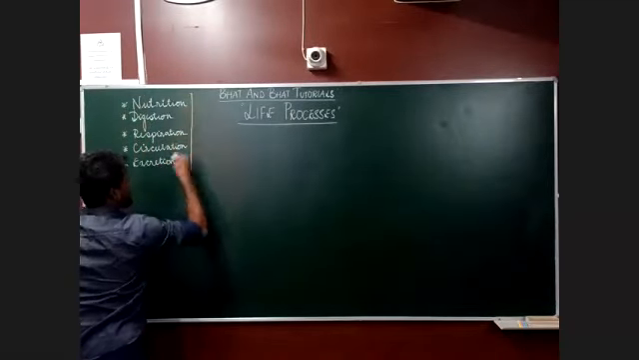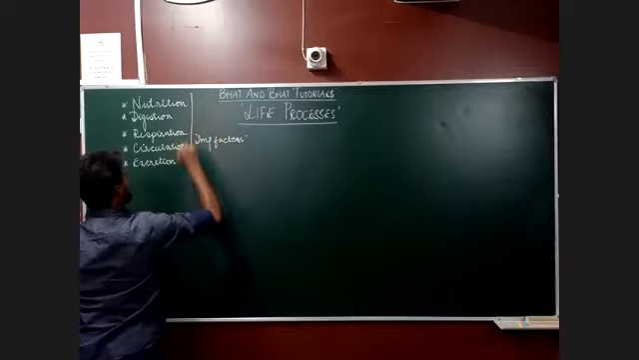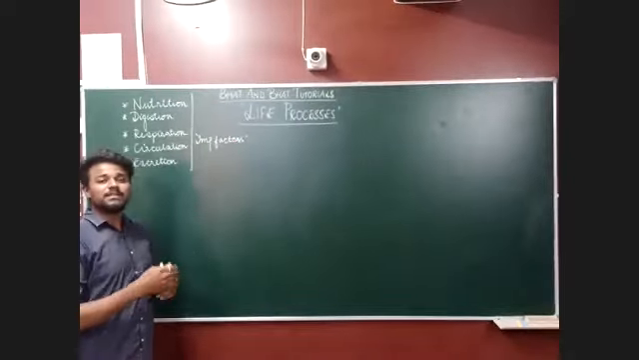So let me write it here. These are the very important factors which confirm that the organism is living its healthy life. So nutrition, digestion, respiration, circulation, and excretion. And in some part of the chapter you have to study with respect to plants, and also with respect to animals.